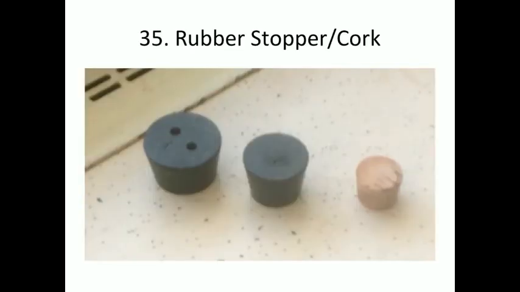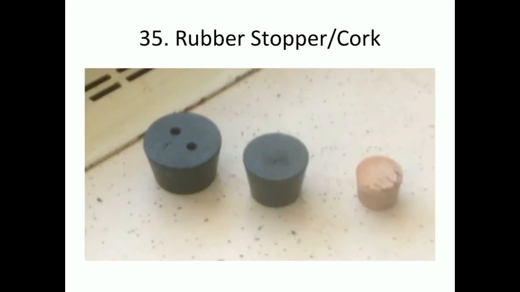And finally, these are rubber stoppers or a cork. The picture to the far right, that's a cork. The picture in the middle is a rubber stopper with no holes in it. It's solid. These two help prevent materials from leaking from containers. The third one to the left has 2 holes in it. We can place thermometers in those holes, or we could place glass tubing. The idea is we're letting the container vent and allow materials to pass out of it through those holes.